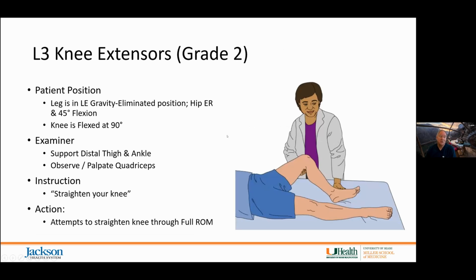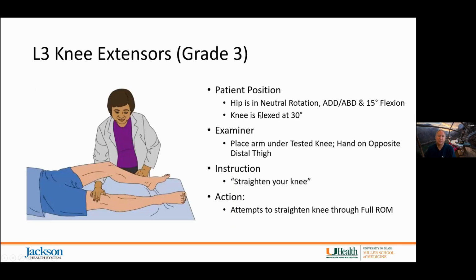A grade 2 is basically where, with gravity eliminated, they can move their lower leg through its full range of motion when you ask them to straighten their knee. For a grade 3, now we're looking at anti-gravity strength. You can actually reach across and support their leg by grabbing hold of the opposite leg and then asking them to lift their heel up off the bed, straightening their knee. So you're looking for their ability to take it through its full range of motion.